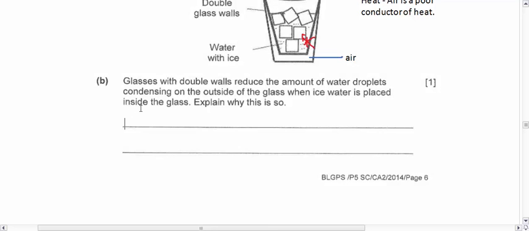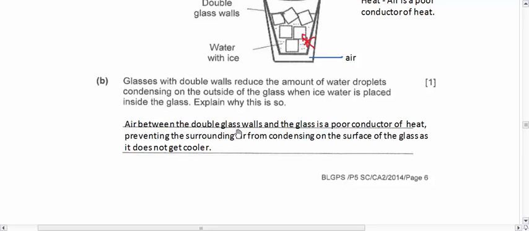Alright, so how you give your answer will be like this: air between the double glass walls, and the glass is a poor conductor of heat. Okay, so the first part is you must actually mention that air is a poor conductor of heat. Okay, and because of that, it prevents the surrounding air from condensing on the surface of the glass, as the surface of the glass does not get cooler. Okay, so the 8 here refers to the surface of the glass.